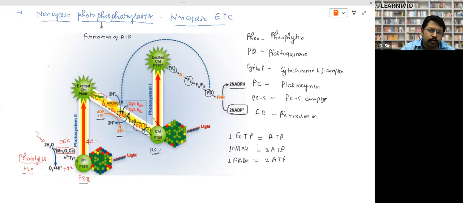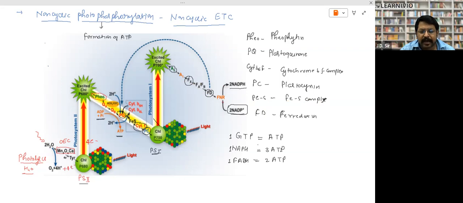Now the electron has lost a lot of its energy. Again, P700 will provide energy to the electron. The electron will jump again and get excited. It will go to A3, and from A3 to FX, and from FX to FD. This FX is the FeS, iron sulfur complex. Then it reaches ferredoxin, FD, written over here.